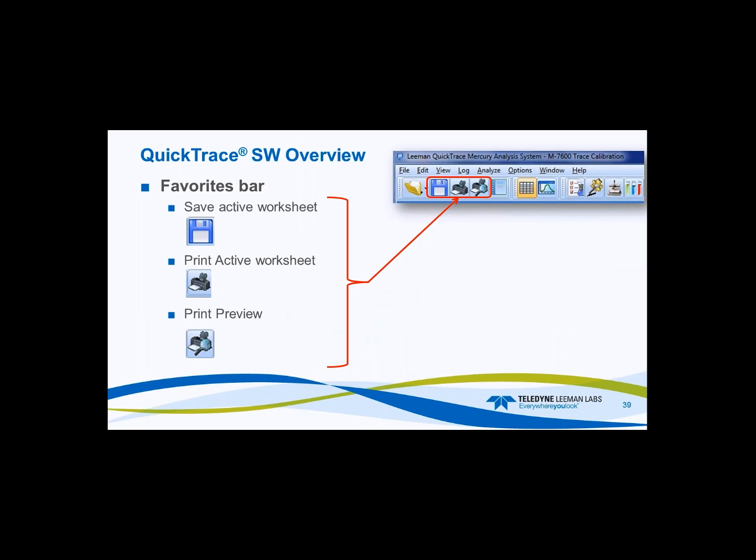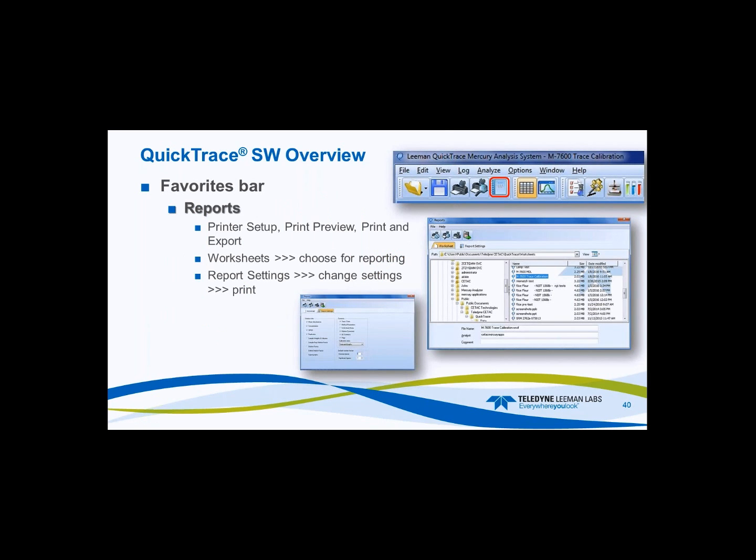So here are some basics. You can save the worksheet, you can print the active worksheet, and you can do a print preview. These are right here on the favorites bar, straight up and looking at you. Reports. In the reports you also have printer setup, so there's another place where you can do that. You can also do it under the main file menu. You have printer setup there as well. You can print and/or export from here also.